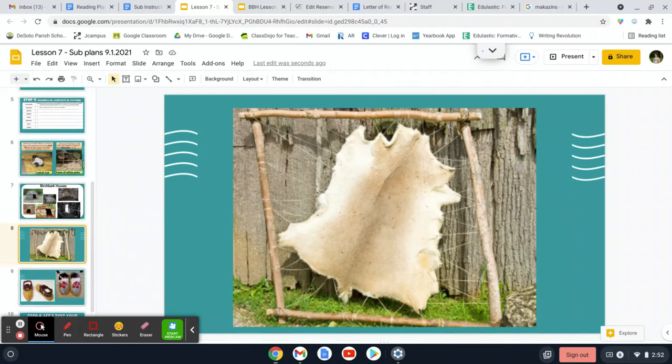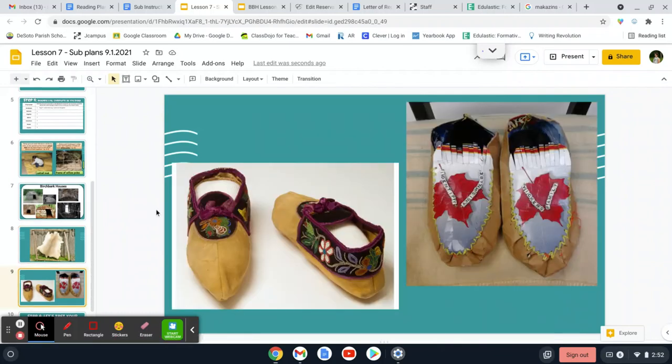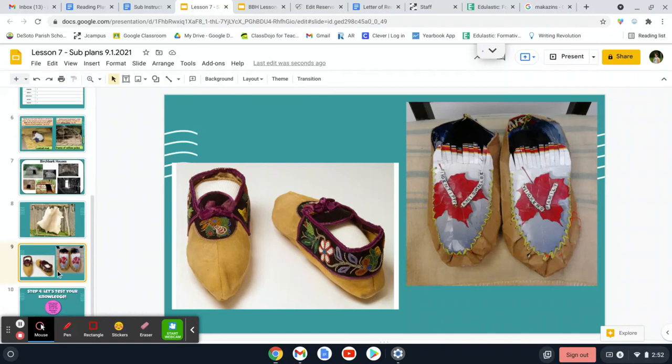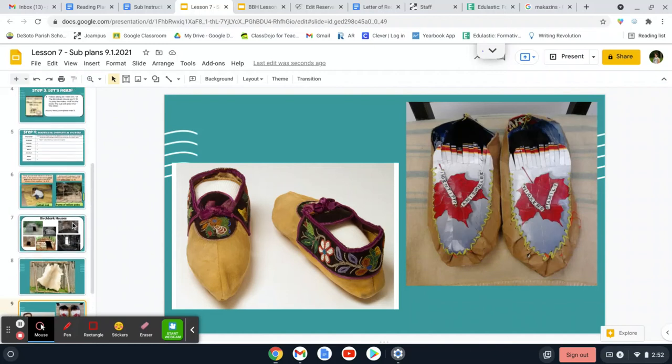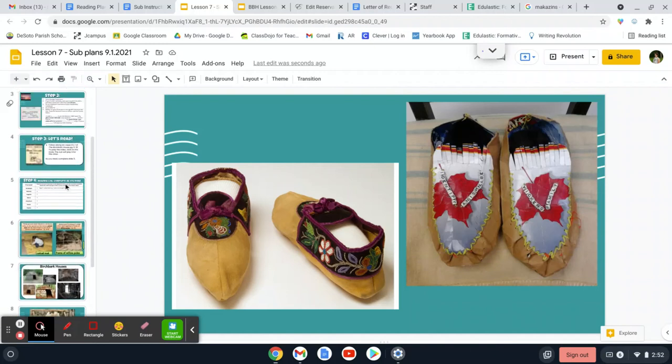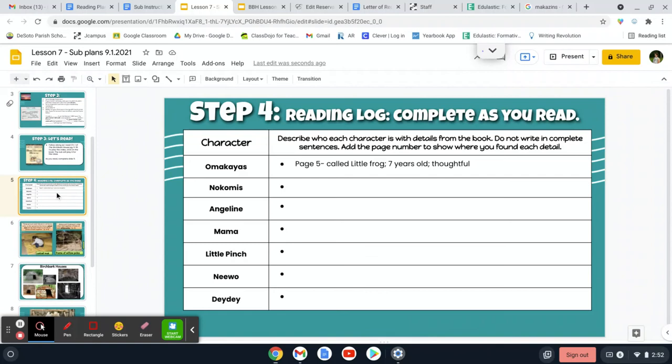Do y'all know what moccasins are? They're like these little shoes. We would use them as like house shoes today. These are traditional ones that I found that the Ojibwe might have worn. These have the maple leaves. Remember, they're up in Canada where they have the maple trees. So they used every part of the hide in order to survive. That's how Native Americans roll.